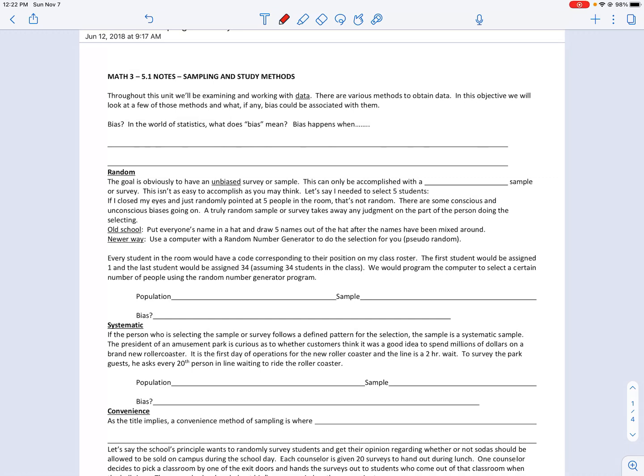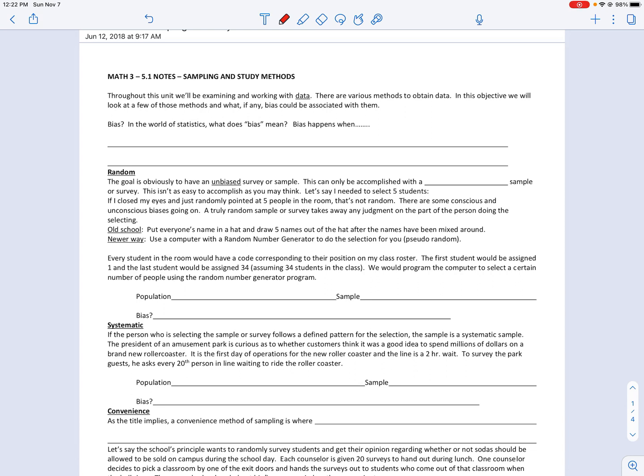Hello, welcome. Today we're going over Notes 5.1, which is Sampling and Study Methods. Unit 5 is in our Introduction to Statistics. So throughout this unit, we're going to be working with data. Today we're going to focus on different methods to obtain the data.